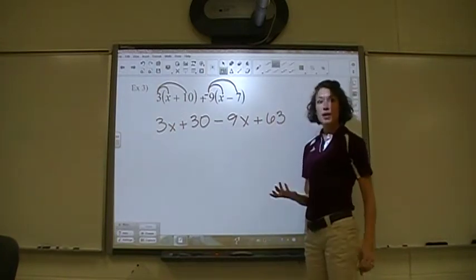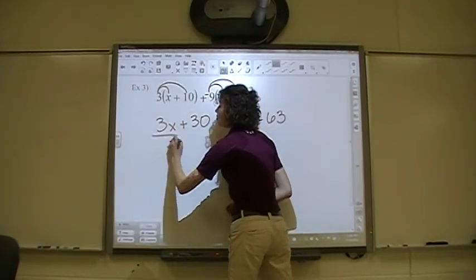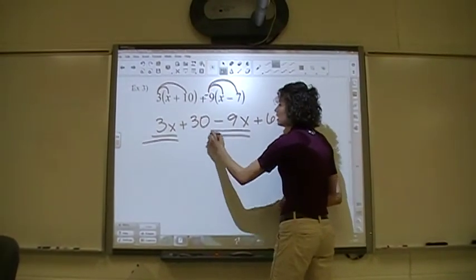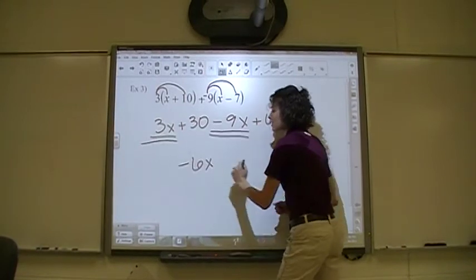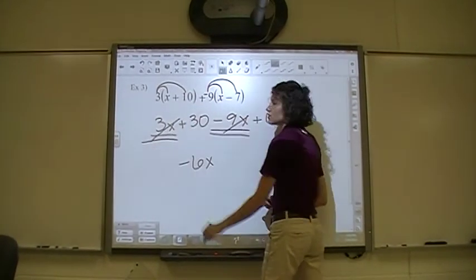Then from there you want to combine your like terms. So we have a 3x and a negative 9x. 3x minus 9x gives me negative 6x. So you're done with those. You can cross those guys out.